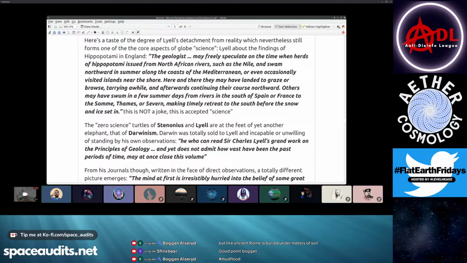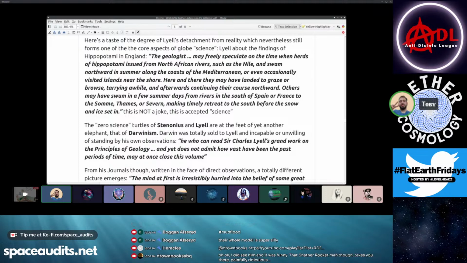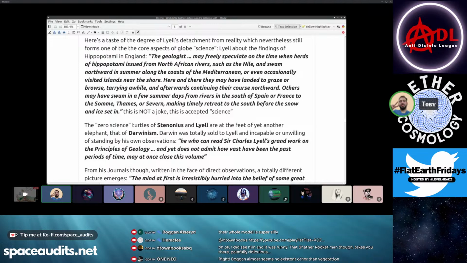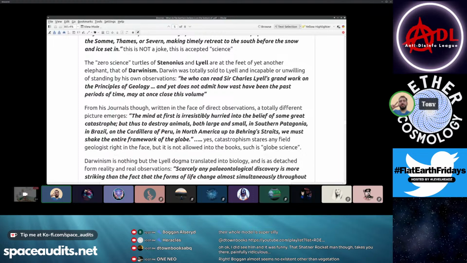Others may have swum in a few summer days from rivers in the south of Spain or France to the Somme, Thames, or Severn, making timely retreat to the south before the snow and ice set in. This is not a joke. This is accepted science. The zero science turtles of Steno and Lyell are at the feet of yet another elephant, that of Darwinism. Darwin was totally sold to Lyell and incapable or unwilling of standing up by his own observations.